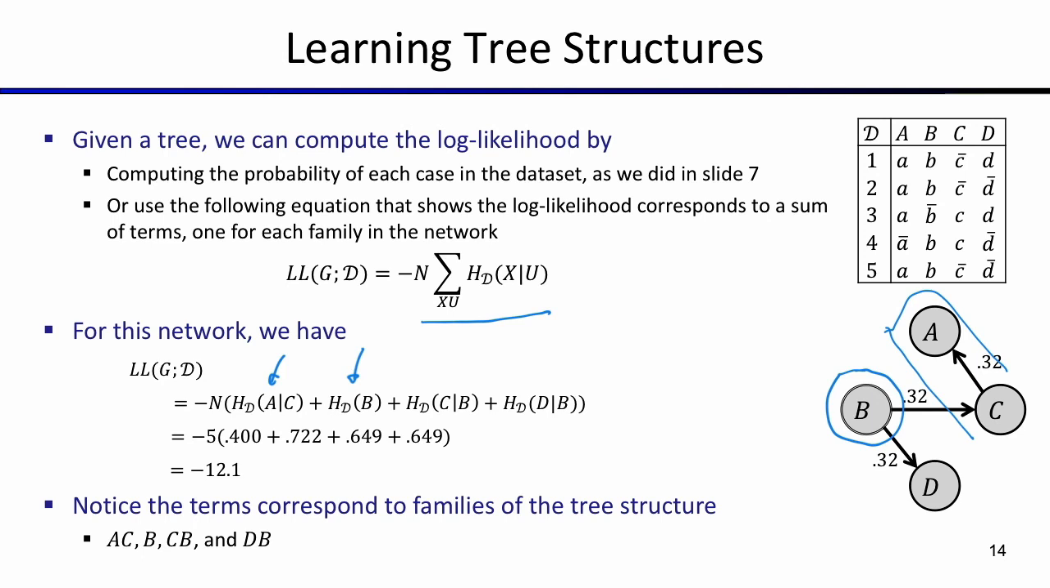We have this family here that is B and C, so we have this conditional entropy of C given B, and we have this family here that is D and its parent B. So we also have this conditional entropy. And if we compute the conditional entropies, again, over the empirical distribution, that is the counts that we can compute from the training set, we get these numbers. We multiply by 5, that's the number of training cases, and we get the same result that we had before, minus 12.1.